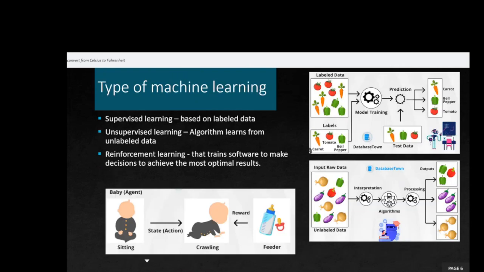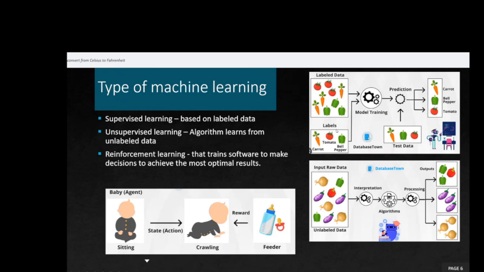So how does a machine learn? There are three different types of ways a machine can learn. There could be many more, but these are the most common ones. One is called supervised learning. Supervised learning is where we are supervising the data. For example, in this diagram you see that we have the labeled data: this is tomato, bell pepper, and we have carrots here.